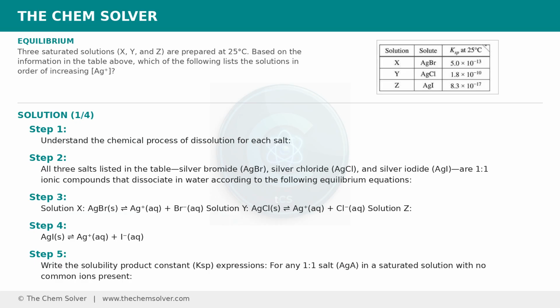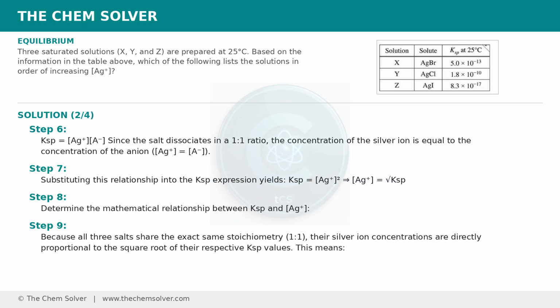Write the solubility product constant, Ksp, expression for any 1:1 salt, AgA, in a saturated solution with no common ions present. Ksp equals [Ag⁺][A⁻].